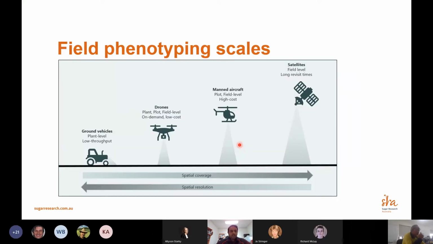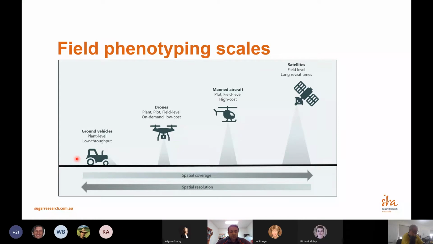Now, field-based phenotyping can be done at different scales, using ground vehicles, using drones, using manned aircraft, or using satellites. Again, each has its own advantages and disadvantages. Early on in this breeding project, we tried to use some of these ground vehicles, but as you can imagine, in sugarcane, it's quite difficult to use them at the 3 or 4 month stage once the sugarcane reaches a meter or two.